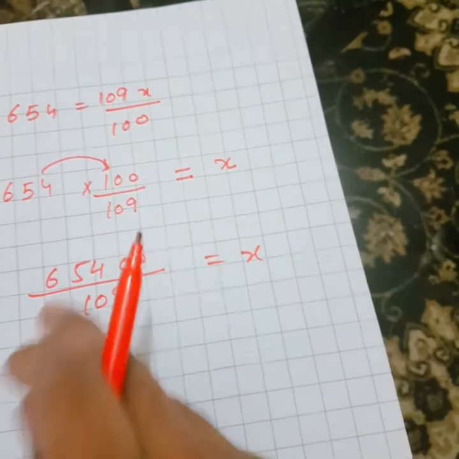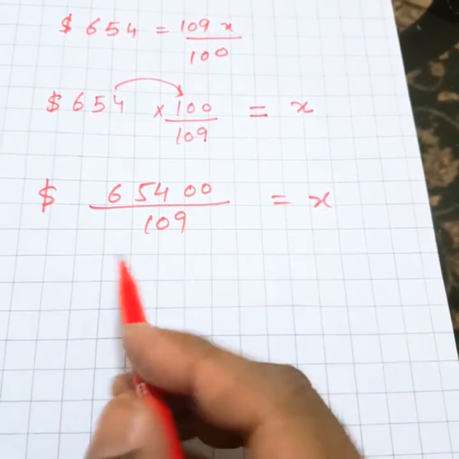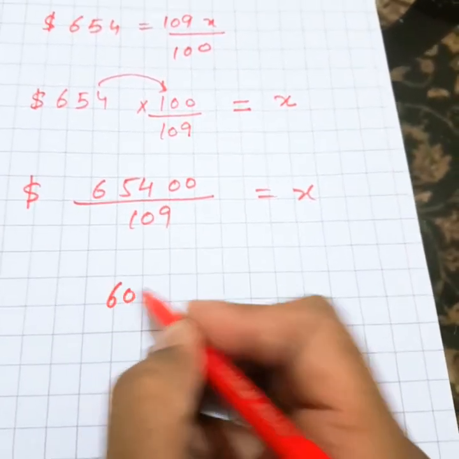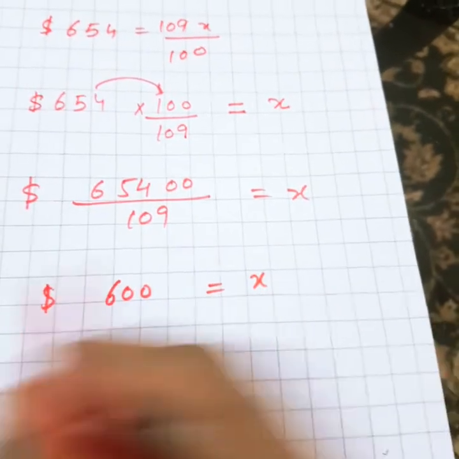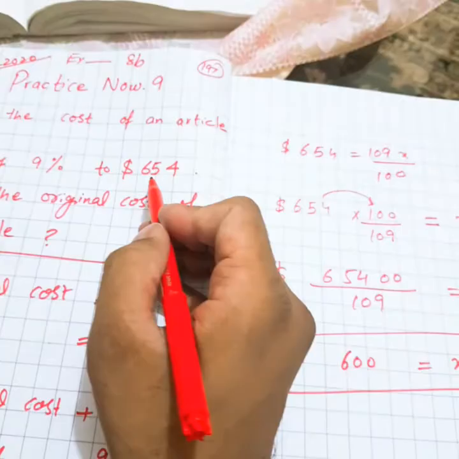Now use the calculator to divide both of them. So 654 times 100 divided by 109 will be actually $600. So $600 was actually its original cost, which after the increase became 654.